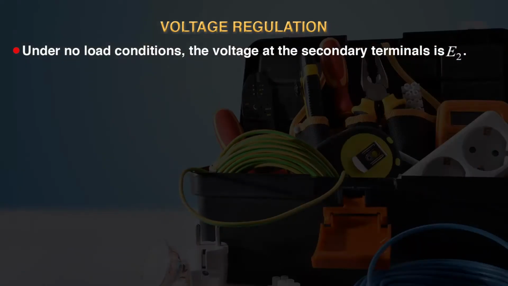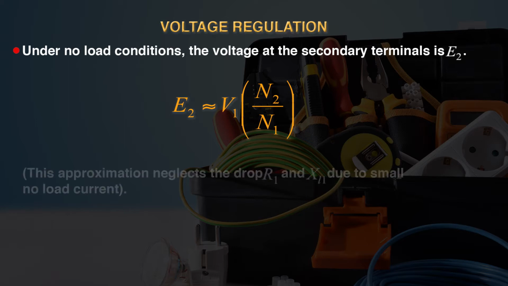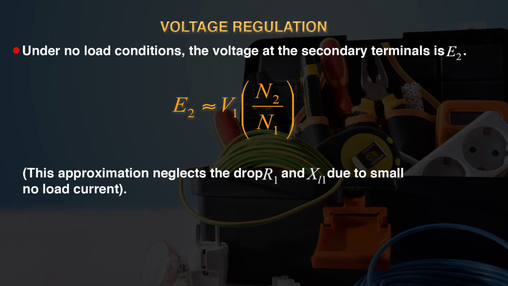So first of all, I am going to discuss voltage regulation. Under no load conditions, the voltage at the secondary terminal is E2. So you can write E2 equal to V1 multiplied by N2 upon N1, where N2 upon N1 is K, or you can say the transformation ratio. This approximation neglects the drop in R1 and XL1 due to the small no load current.